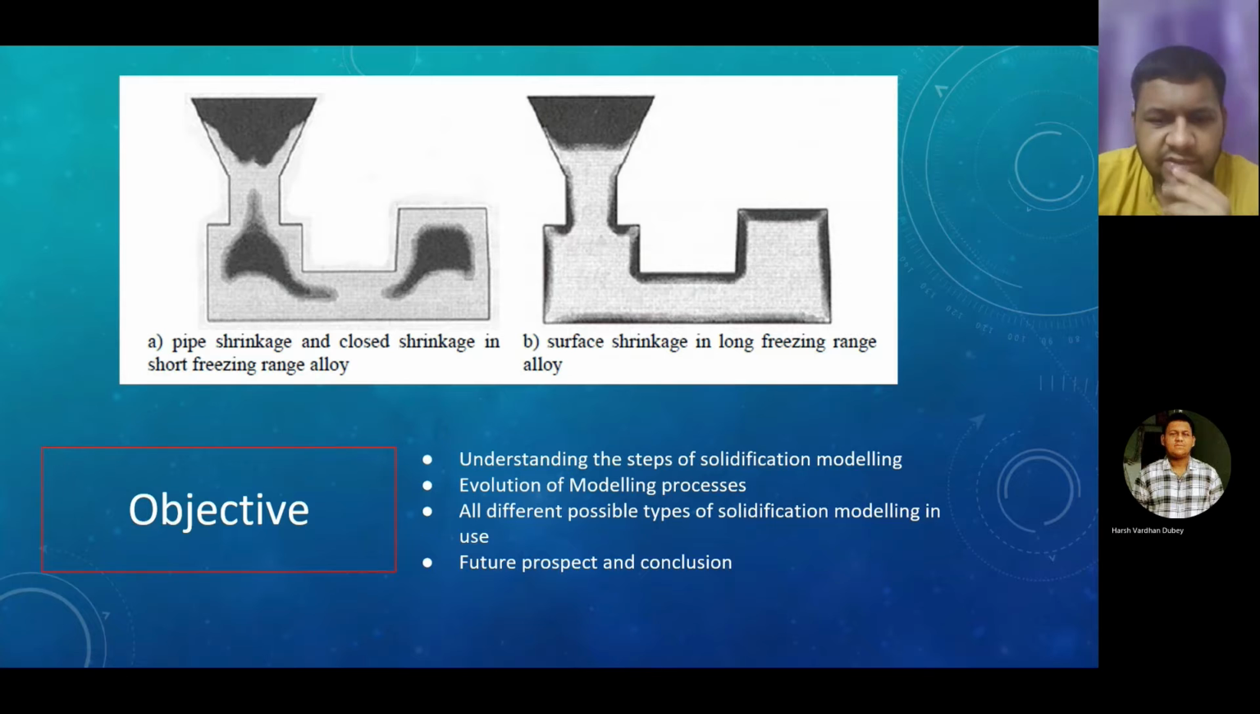So what is our objective in this presentation? Our objective is understanding the steps of solidification modeling, the evolution of modeling processes, all the different types of modeling processes, and the future prospects and a conclusion along with it. Already a lot of different videos can be found on different kinds of solidification modeling processes, but we are trying to give an umbrella presentation here. So moving on with it.